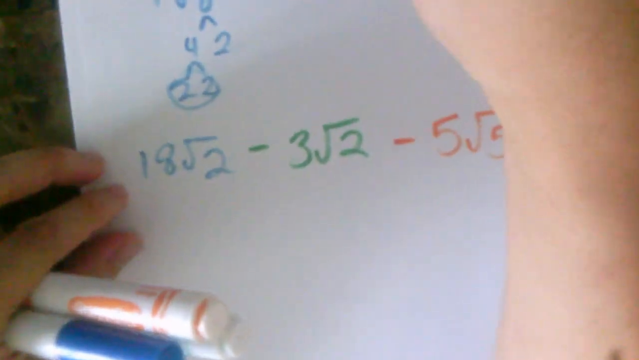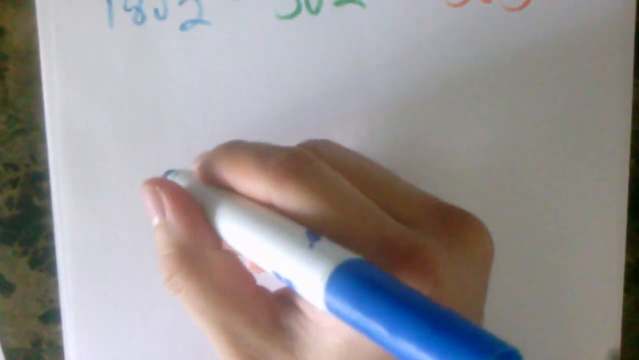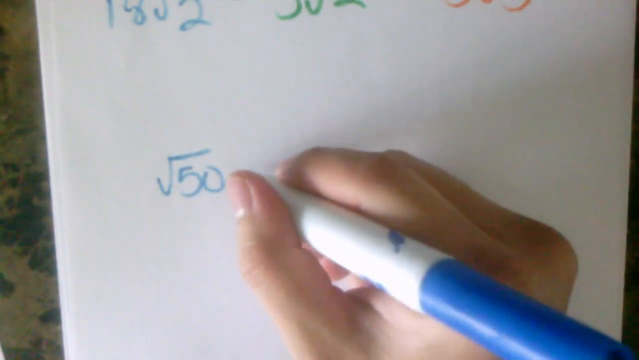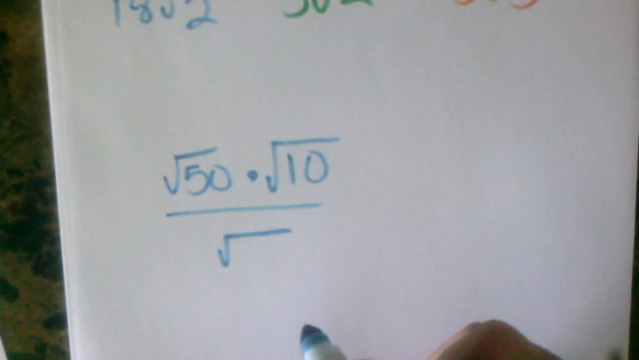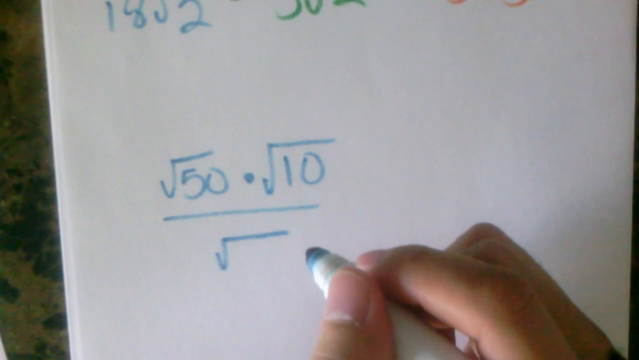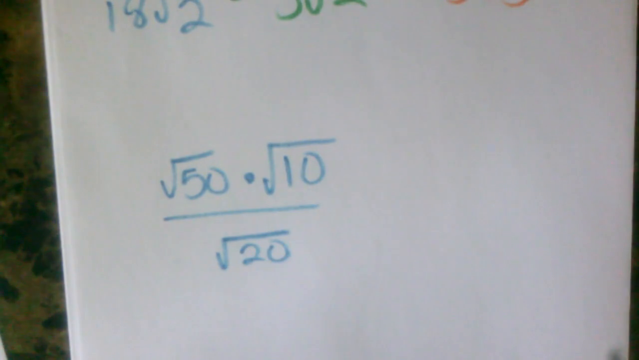Alright, next with radicals on your test, there's going to be one more topic that we cover. That's going to be multiplying and dividing radicals, and I'm going to make one that looks very similar to this. You're going to get a problem with something like this. Let's see, the square root of 50 times the square root of 10, sorry, over the square root of, let's go with, 20. Okay?